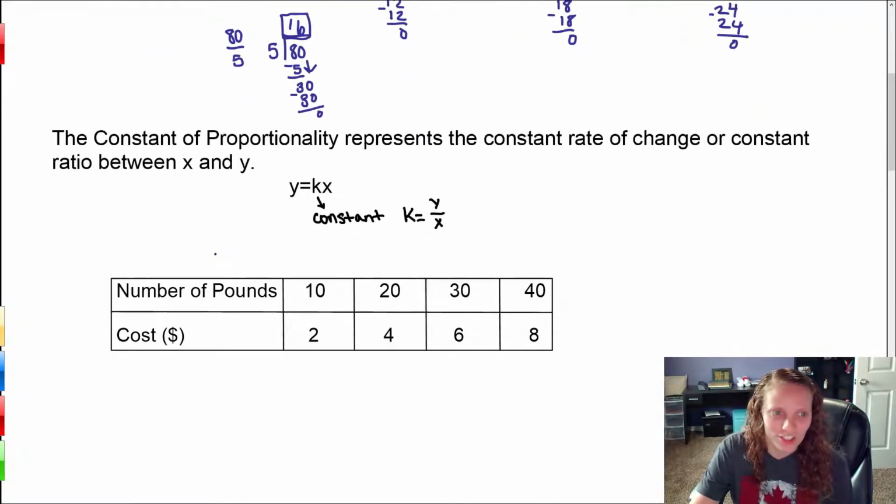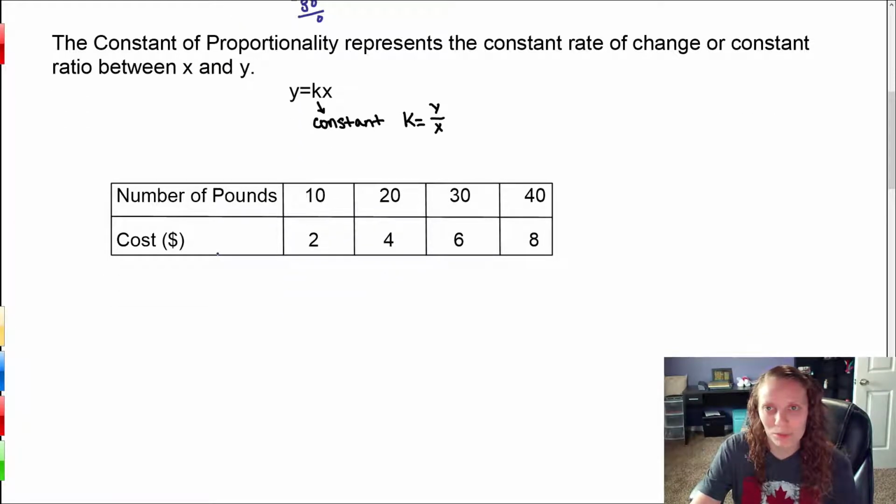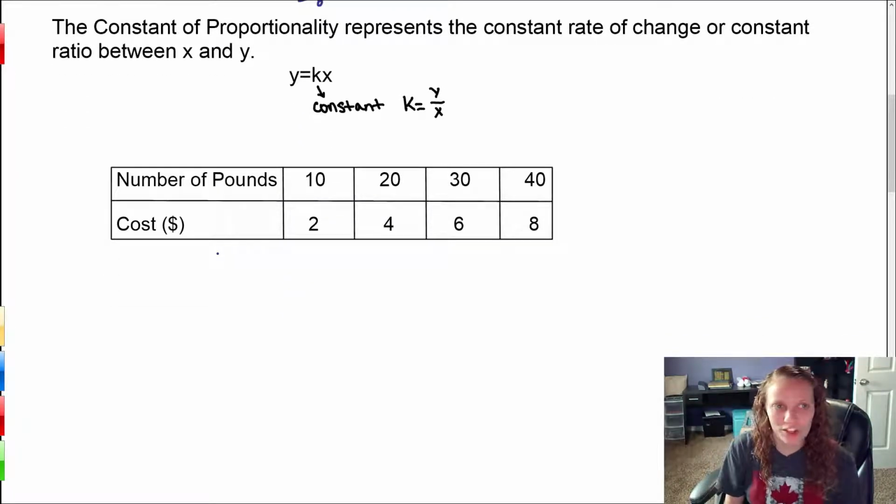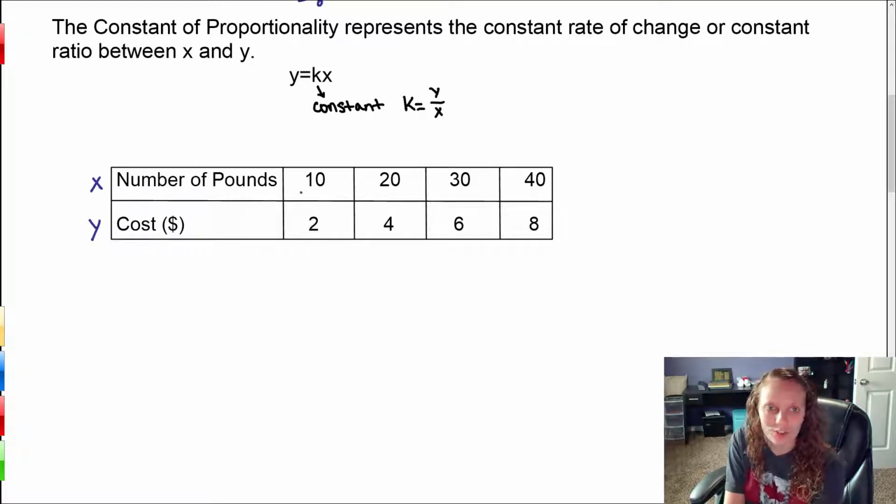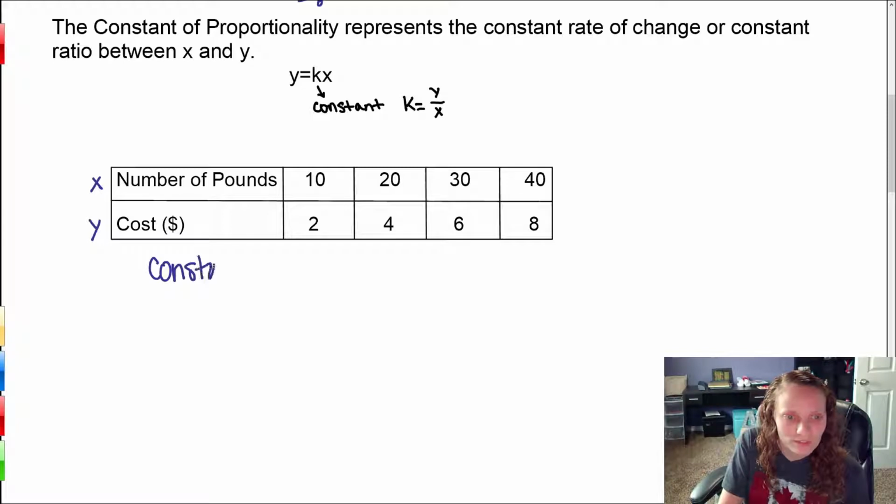Alright, next definition. The constant of proportionality represents the constant rate of change or constant ratio between x and y. Most of the time when you see a table like this, this will be our x variable and this is our y. So x stands for number of pounds and y stands for the total cost for those pounds. We're going to practice writing an equation, y equals kx, where k is our constant of proportionality. To find the constant, we're going to take y and divide it by x. It's very similar to what we did a minute ago. So let's figure out what the constant rate of change is.